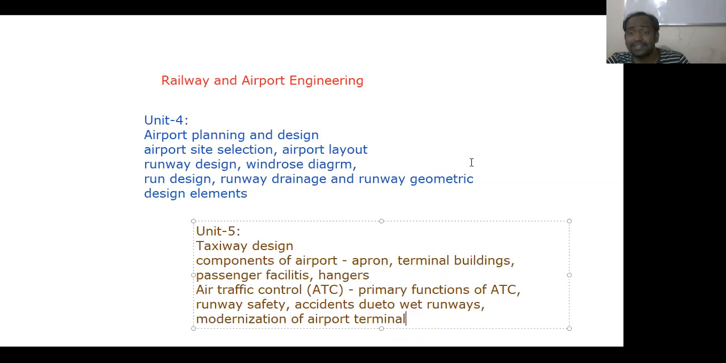So this is the syllabus of the subject railway and airport engineering. There are two parts: the first is railway engineering, and the next is airport engineering. In the first three units we will study railway engineering, and in the last two units, unit 4 and unit 5, we will study airport engineering. From the next class we will start railway engineering. After completing railway engineering, I will start airport engineering. Hope you all understand what railway engineering is, what airport engineering is, and what topics we are going to study in this subject.